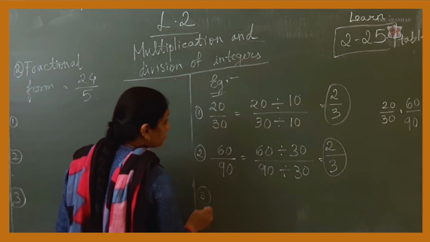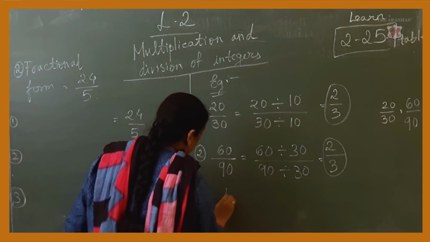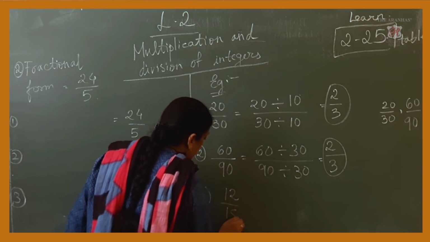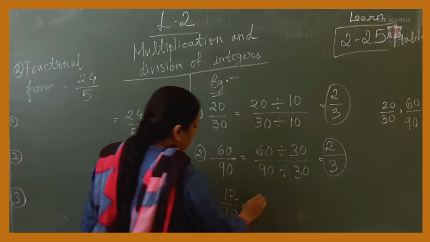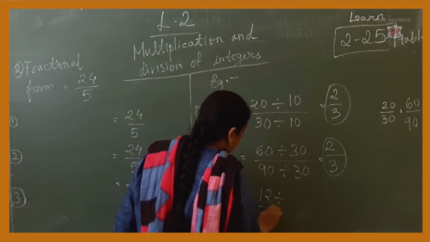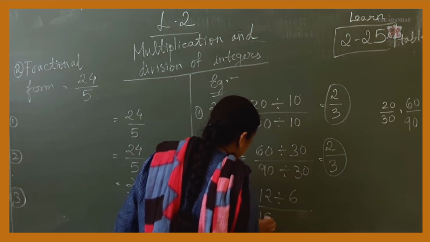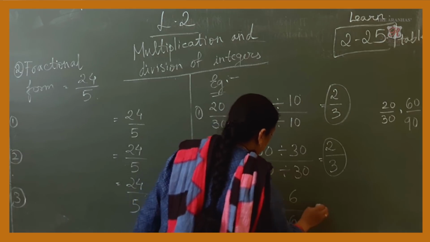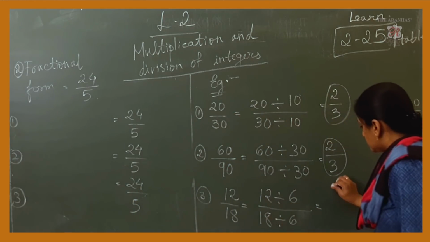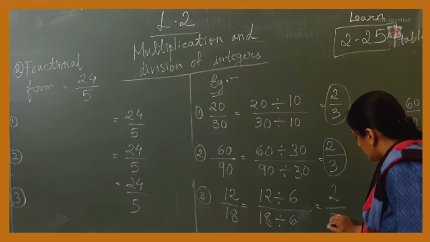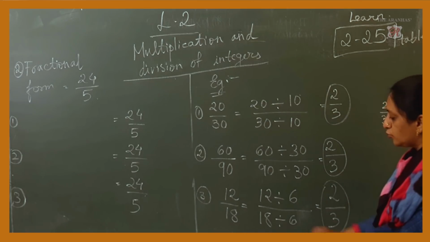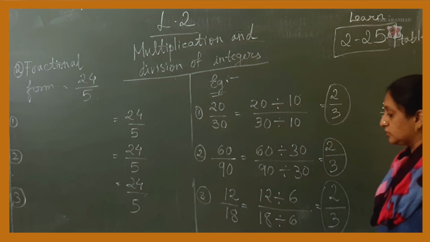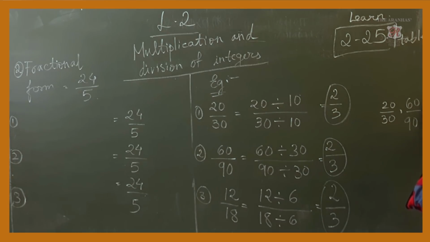Now suppose one more number is 12 upon 18. If I divide it by 6, I get 6 twos are 12, 6 threes are 18. Yes, I am getting 2 upon 3 when I take the division of integers 12 upon 18.